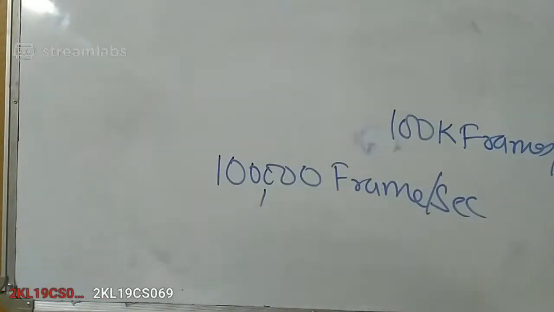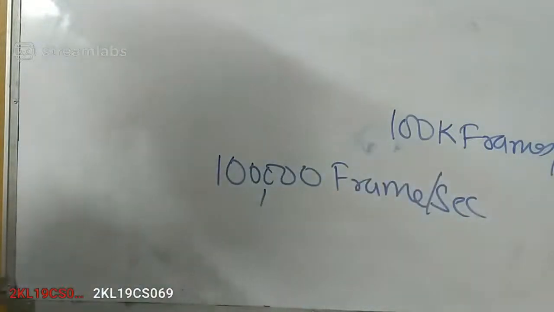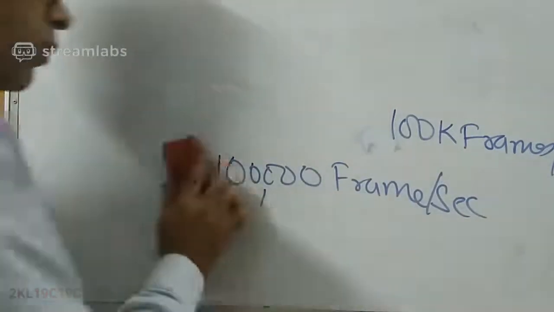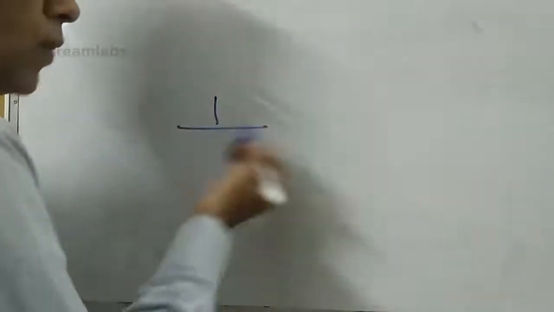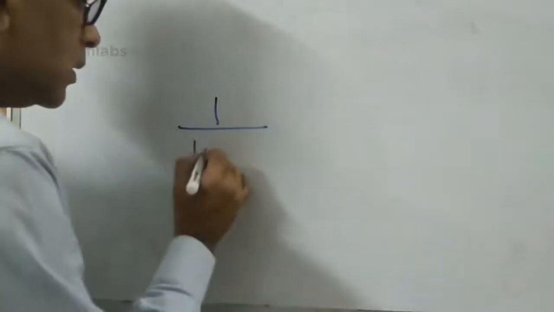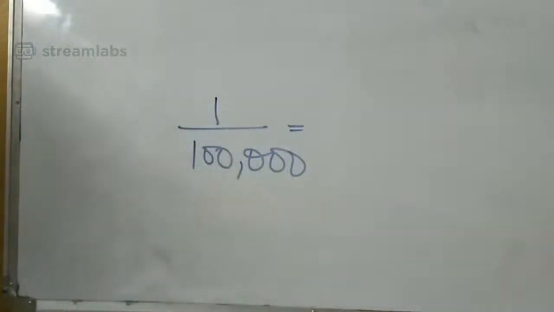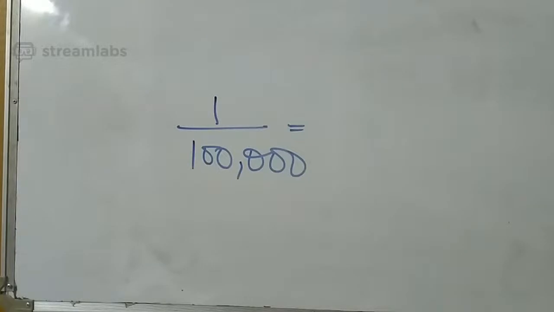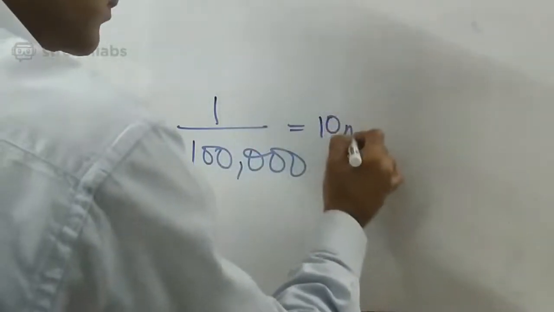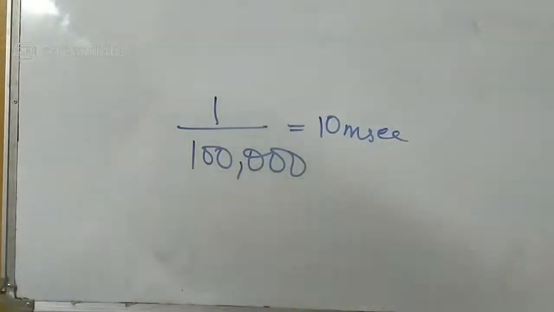And the second bit is: what is the frame duration? Now that you know how many frames are generated per second, the frame duration is very easy to find. It is 1 divided by the frame rate. This will be your frame duration. It comes to somewhere around 10 microseconds. This is your frame duration.